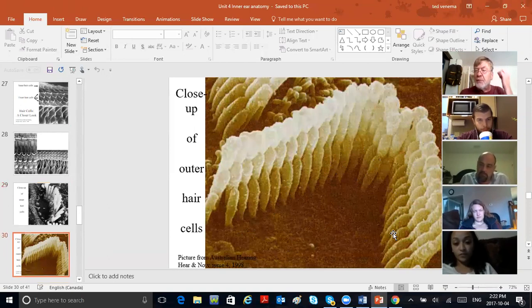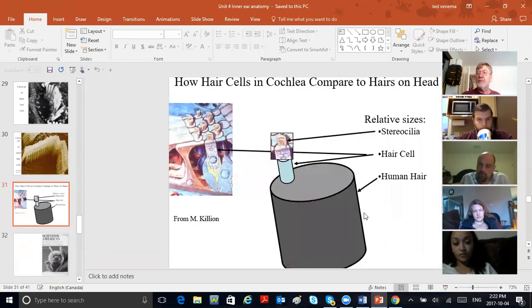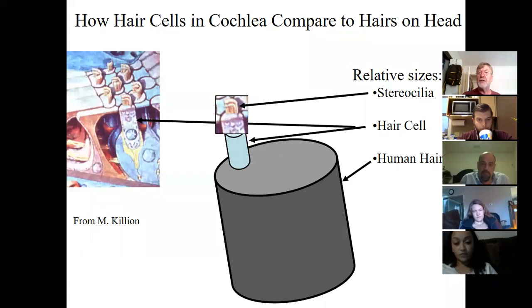And never think of them like hairs on a head, because here's a hair on a head. Now, look at this carefully. This is a hair on a head. Here's a hair cell. And on the hair cell, 100 hairs. So these are not like strands of hair. They're made out of a totally different thing.